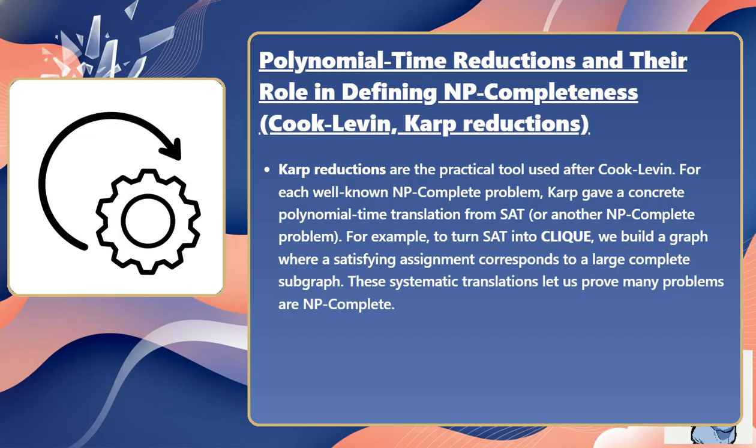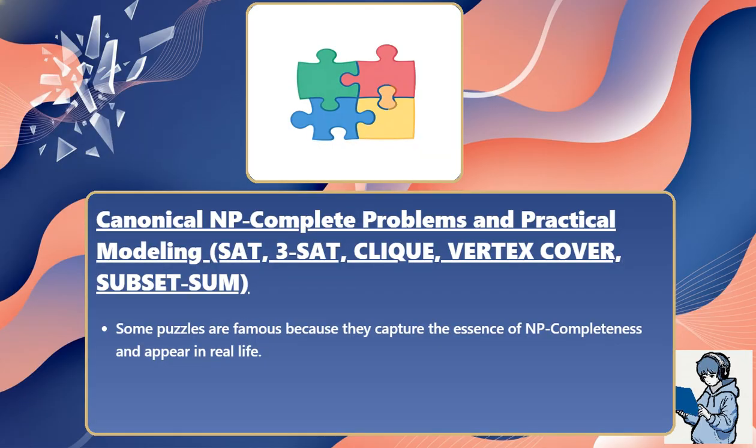For example, to turn SAT into CLIQUE, we build a graph where a satisfying assignment corresponds to a large complete subgraph. These systematic translations let us prove many problems are NP complete. Some puzzles are famous because they capture the essence of NP completeness and appear in real life.